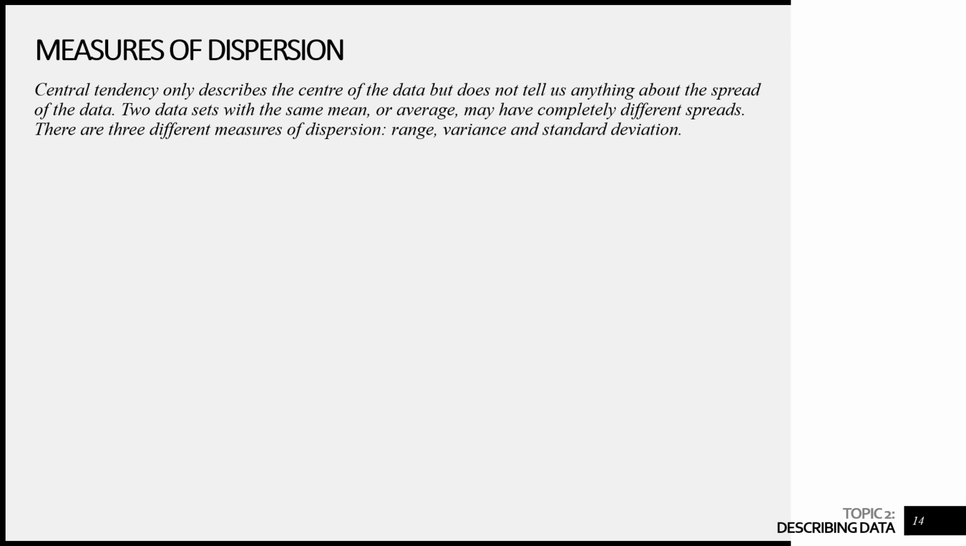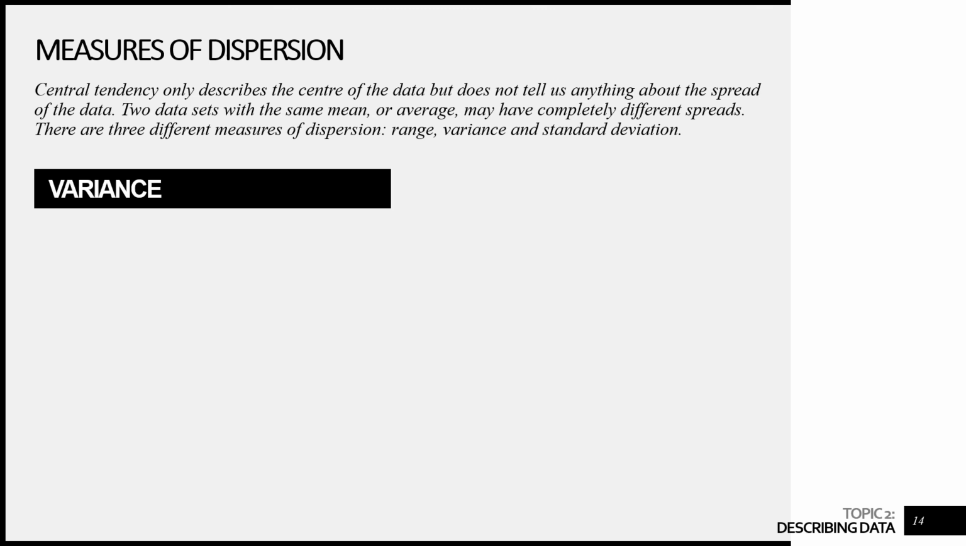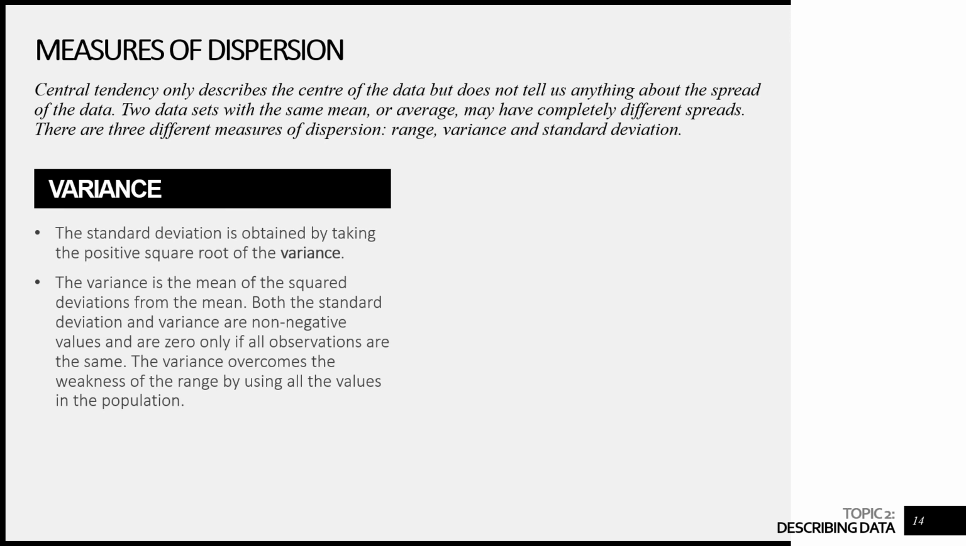Now, the standard deviation that we've learned just now is basically the positive square root of the variance. So if you understood what standard deviation was, you'll be able to understand what variance is. Here's the formal definition of variance: it is the mean of the squared deviations from the mean. Both the standard deviation and variance are non-negative. They cannot possibly be 0, because if it is 0, then all observations are the same.